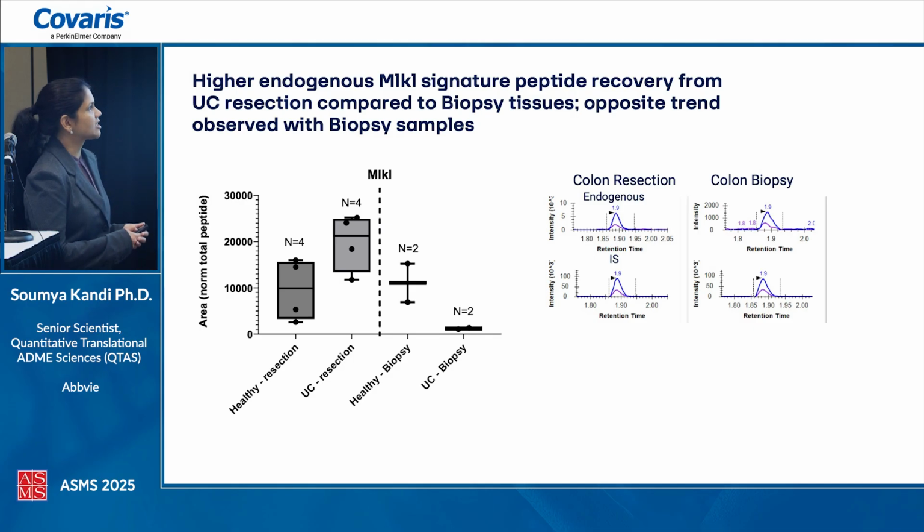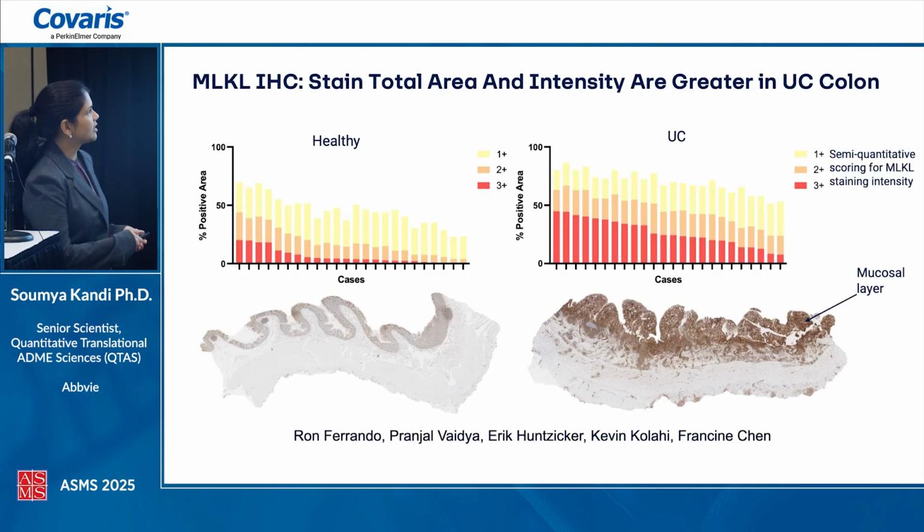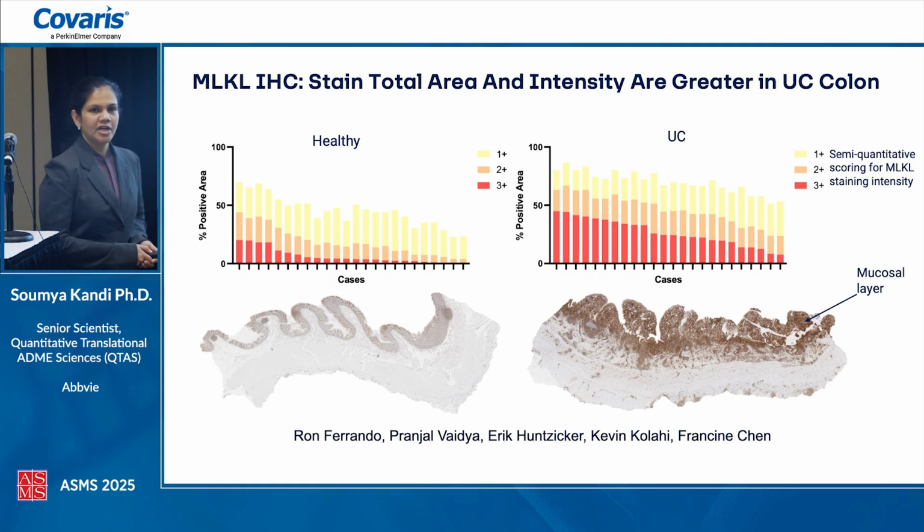As you can see on the right side, I have extracted ion chromatograms from both colon resection as well as colon biopsy. And these were peaks that were well resolved, that were identifiable with a good enough signal-to-noise ratio. And so we went back into the immunohistochemistry data. And here's some semi-quantitative data from both healthy tissues as well as UC tissues.